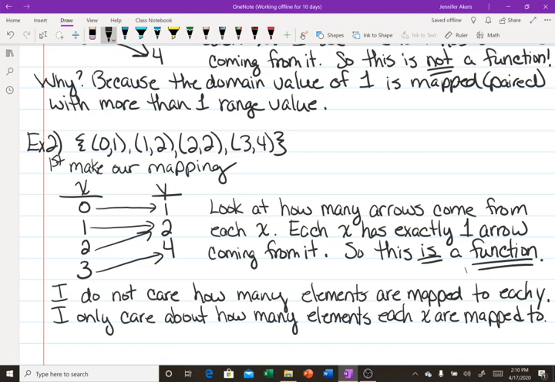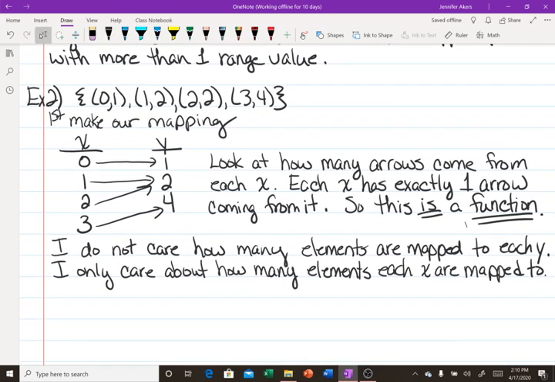Alright, I think that's enough for today. So take your time to digest the difference between a function and not a function. Remember, it's a relation if you have an x and a y. If you have an x and a y, it's called a relation no matter what. There's a special kind of a relation called a function. A function occurs if each member of the domain is mapped with exactly one member of the range. We can check that by looking at a mapping.